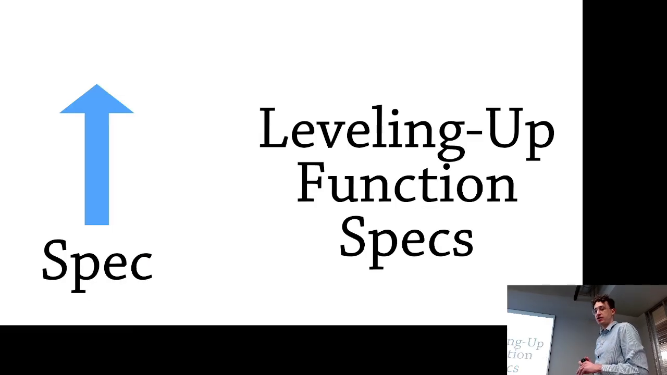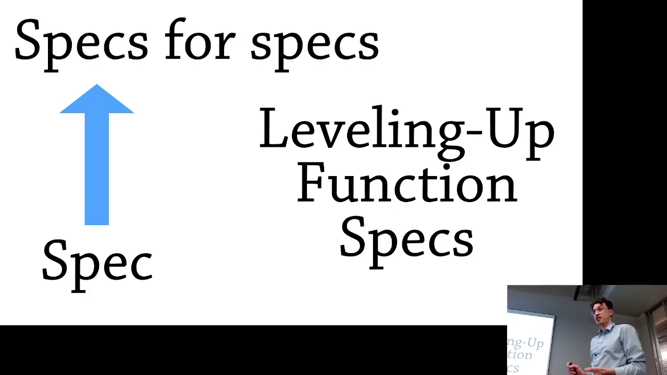All right, so let's wrap this talk up. We've been talking about leveling up function specs, and it's not a derogatory thing. I'm not saying let's improve them. I'm literally saying we're going an abstraction level above. Spec is concrete, and all these spec libraries are a great foundation to build on. So one way to think of this is specs for specs. It's like a meta-linguistic sort of leveling up.